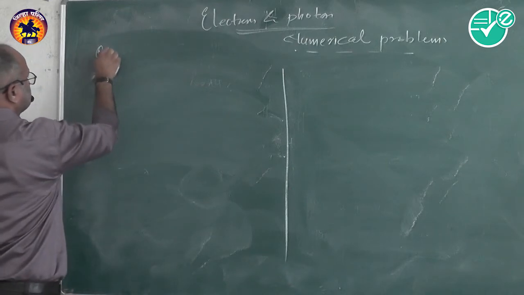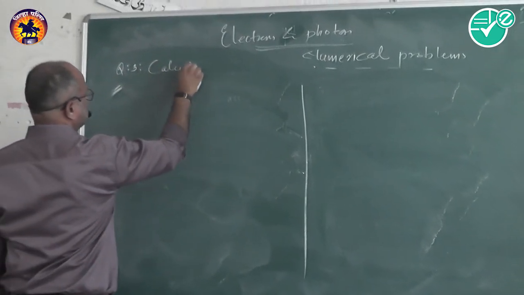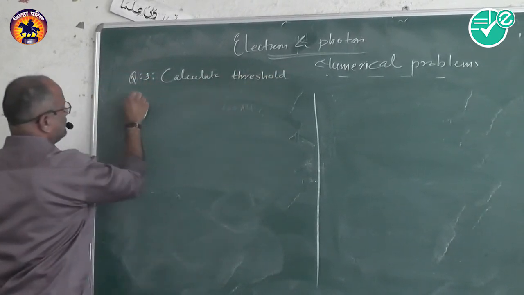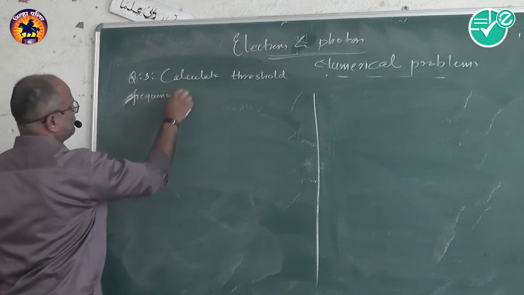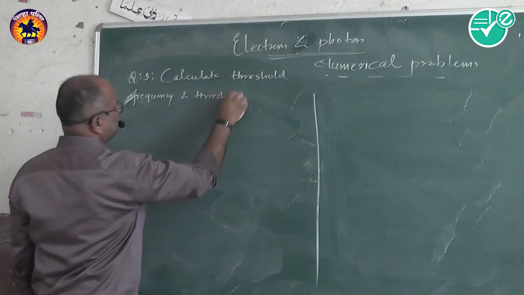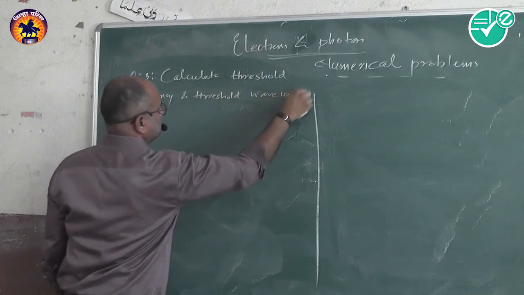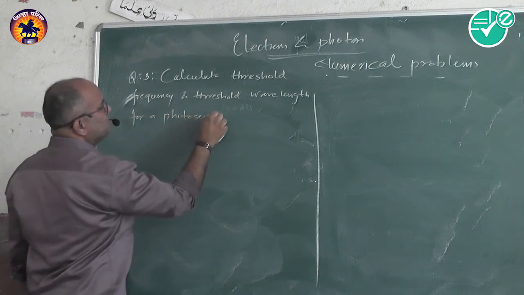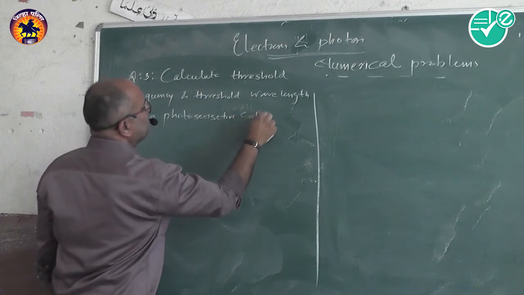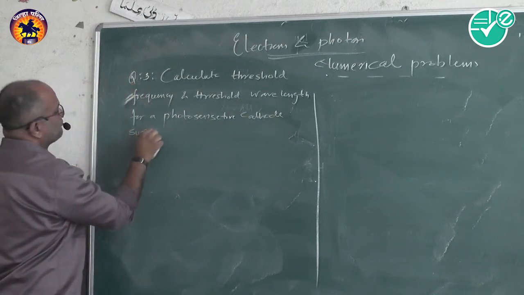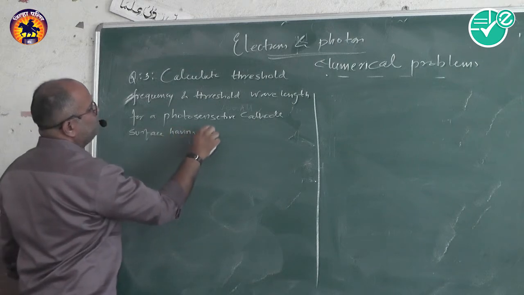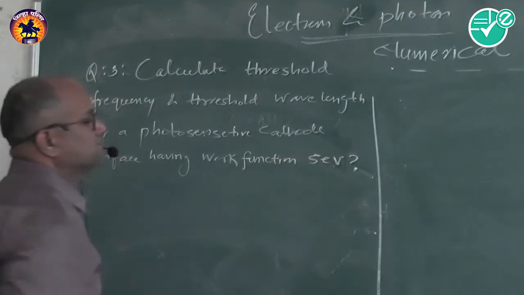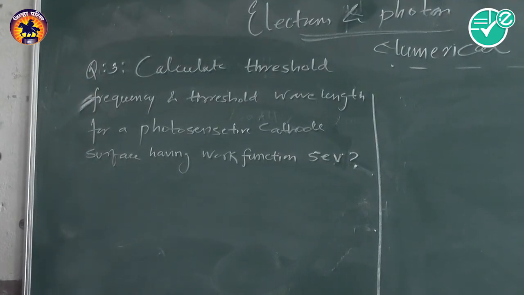Question number 3. Calculate threshold frequency and threshold wavelength for a photosensitive cathode surface having work function 5 electron volt, given here.